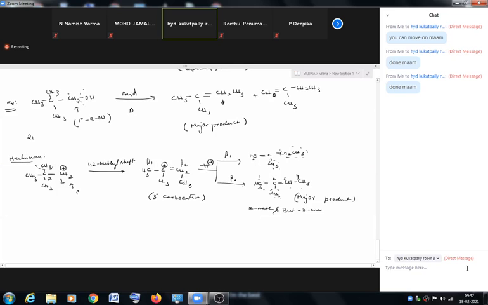So 2,2 dimethyl propan-1-ol goes to 2 methyl butene. So as you can see, the course of the reaction is completely changed. So this is the second one. Even this rearrangement is also possible in the E2 mechanism as well, but that part we will try to see in tomorrow's class.